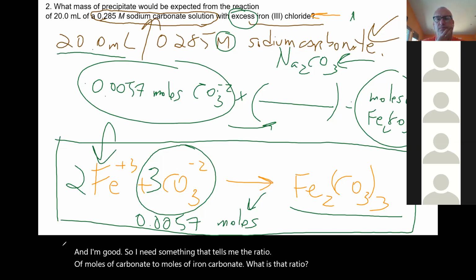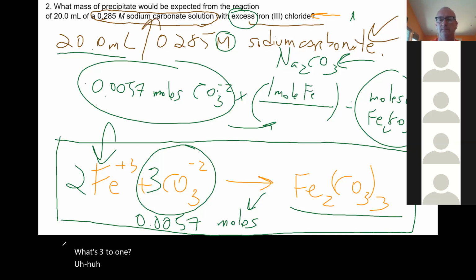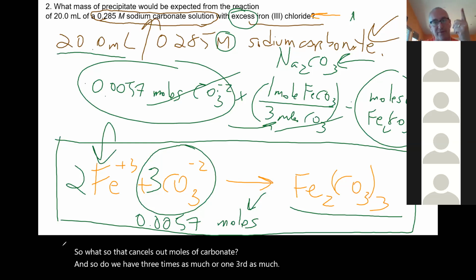3 to 1. What's 3 to 1? It's 1 mole of iron carbonate over 3 moles of carbonate. So that cancels out moles of carbonate. And so do we have 3 times as much or 1/3 as much? 1/3 as much. 1/3, that's right.